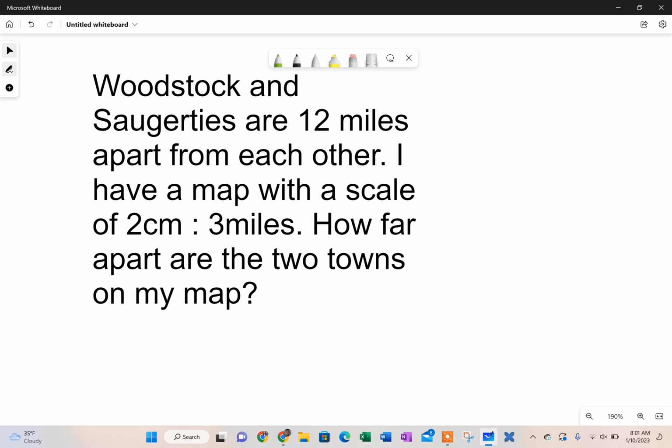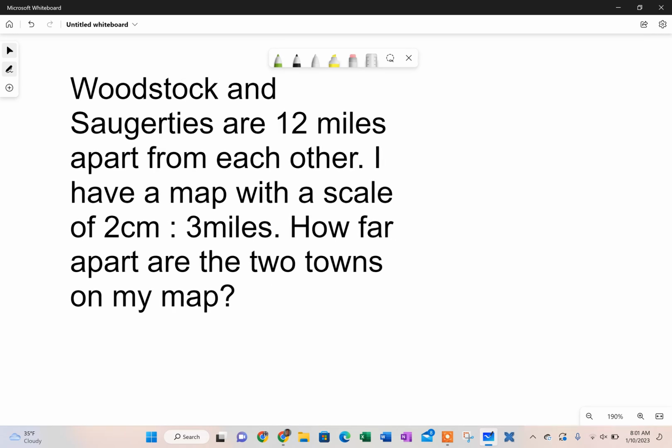I'm going to do a video on proportions and how to solve proportions using cross multiplication. And here we go. So it says Woodstock and Sardi's are 12 miles apart from each other. I have a map with a scale of 2 centimeters to 3 miles. How far apart are the two towns on my map?